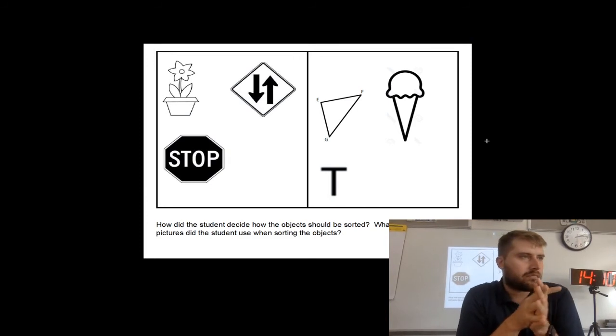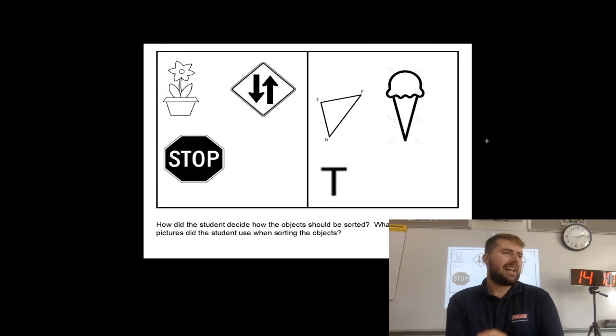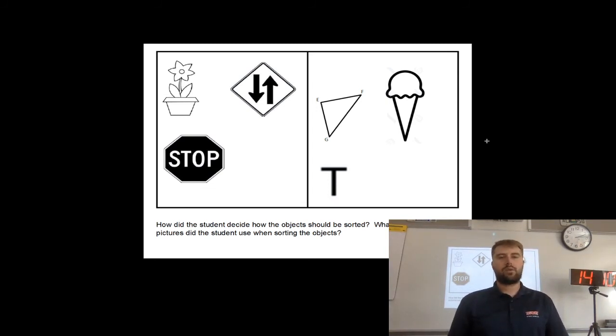So on the left side, you of course see a flower pot, a sign with an arrow going up, an arrow going down, and a stop sign. And then on the right side, we've got a triangle, an ice cream cone, and a T. So how did the student decide how these objects should be sorted? What attributes or parts of the picture did the student use when sorting the objects?